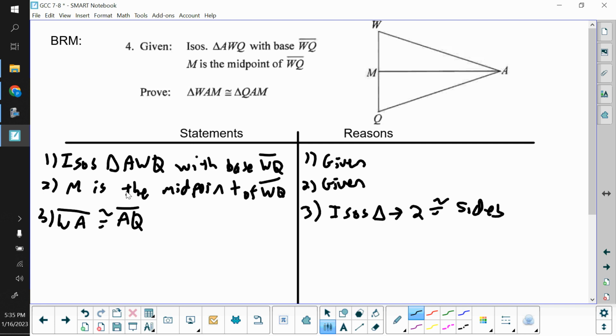We said something was congruent in our proof, so we'll go ahead and mark it up in our picture with our tick marks. And we'll go right ahead and do our next isosceles triangle one. We've got isosceles triangle implies two congruent base angles.